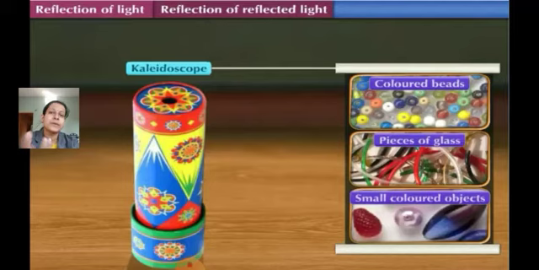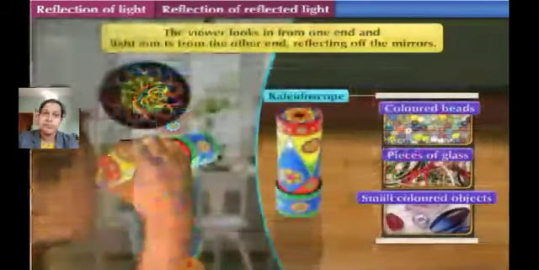So a kaleidoscope is nothing but a hollow tube in which there are mirrors placed at an angle to each other, facing each other. And in that, what is placed? Some colored beads may be placed, pieces of glass, or maybe small colored objects, because of which we are getting colorful images inside a kaleidoscope. Now, how is that kaleidoscope made? Let us learn.